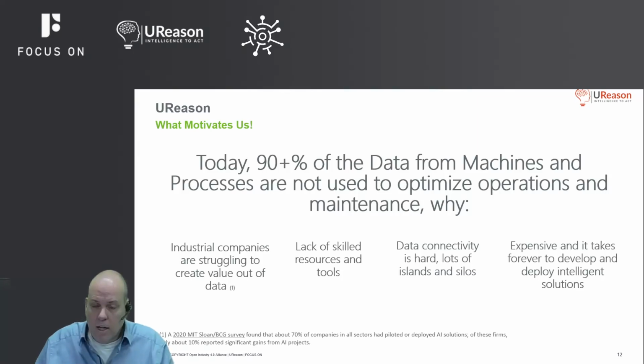Thanks for your inputs. Now, let me go to the presentation, and let me first explain a little bit what UReason does and what motivates us. So today, a large proportion, 90% plus of the data from machines and processes is not used to optimize operations and maintenance. So sometimes it is unlocked from the field devices. In many cases, as we also just saw in the questions, the data is not unlocked. There are multiple reasons why. It's sometimes difficult. It's a different trade to actually get value from the data that is unlocked from the field.